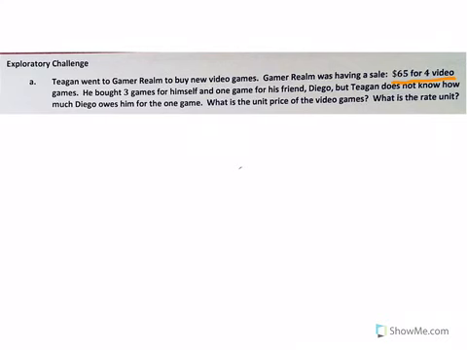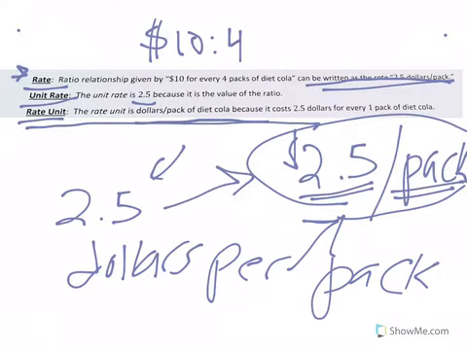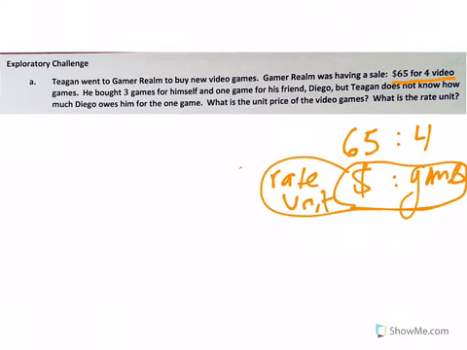What is the rate unit? Well, let's take a look. So our ratio is $65 to 4 games, right? So already we know our rate unit, because our rate unit, if you recall, if we go back, dollars per pack of Diet Cola, right? Well, in this case, we already know what we're looking at, dollars per games. So the rate unit is dollars per game.